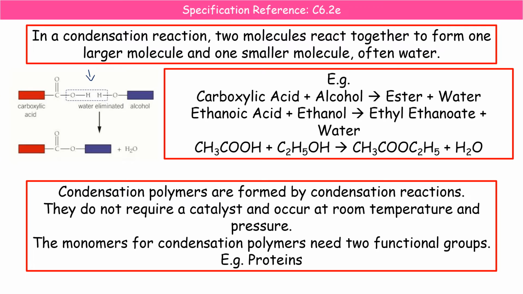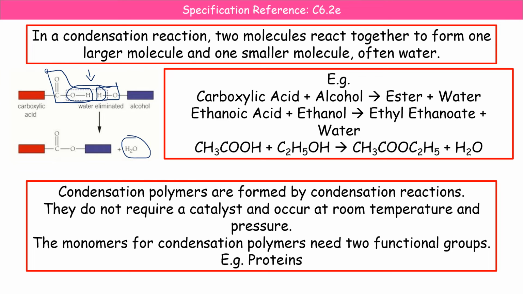We start off with carboxylic acid and alcohol. So the red is the carboxylic acid, we can tell because we've got our little COOH functional group, and the blue is the alcohol, our OH functional group. Now what's going to happen is they're going to join together and we're going to produce a water, because what we're doing is taking the hydrogen from the alcohol and the oxygen and the hydrogen from our carboxylic acid. We join those two molecules together and we release a water.